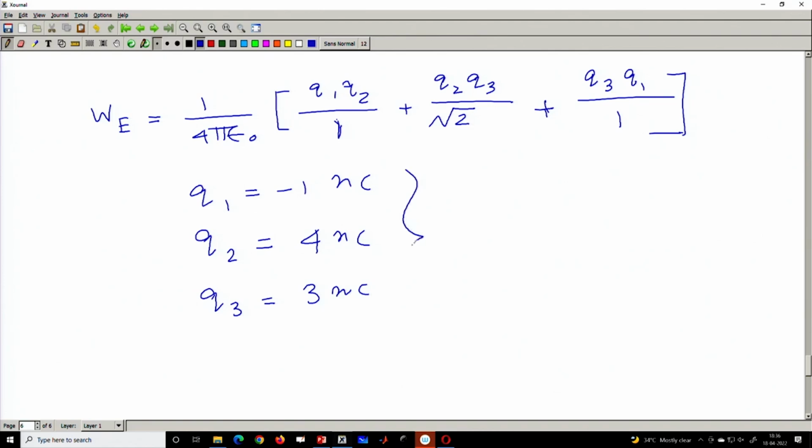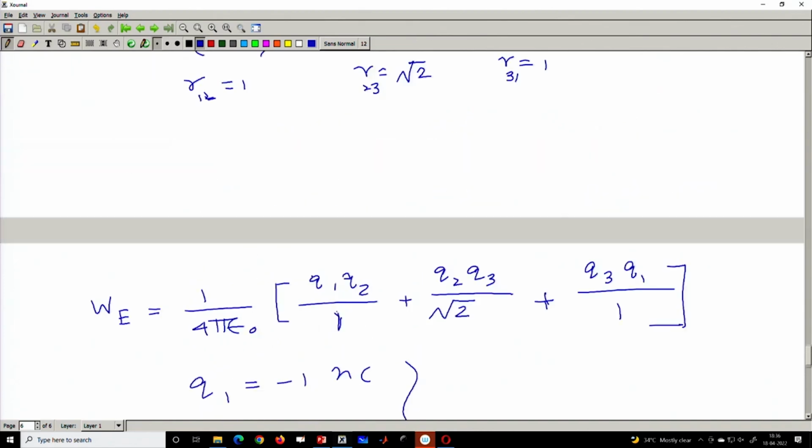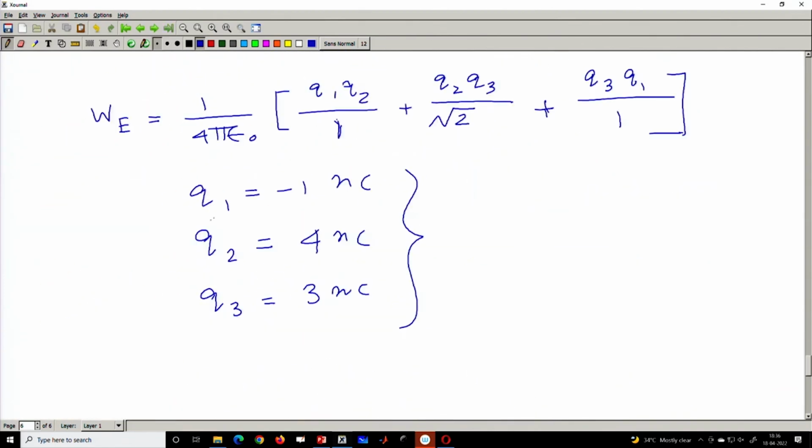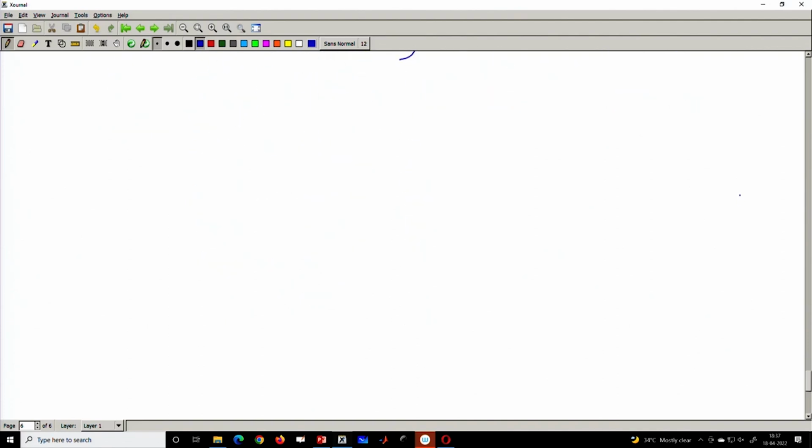So, these are the values of the point charges, and this value is given and this is the distribution that is given. So, you can calculate what should be the total energy of this system. Just put the values of q1, q2, q3 here in this equation and you will get the result. Okay. Now, let us go to another problem, example 2.